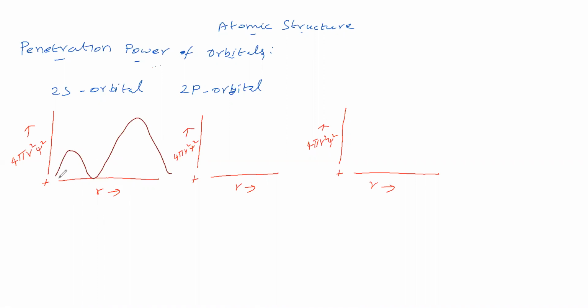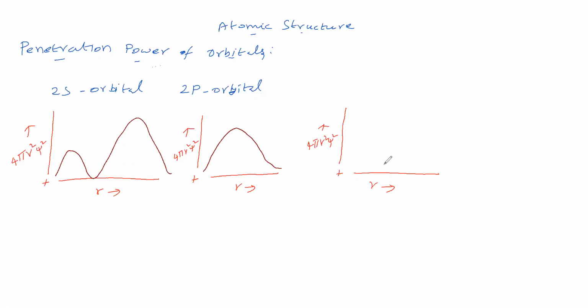That means here the total probability increases, attains a minimum maximum, decreases, attains nearly zero, rises, attains a maximum maxima, and decreases and remains constant. It is for the 2s orbital. Next, for the 2p orbital, the graph is like this.